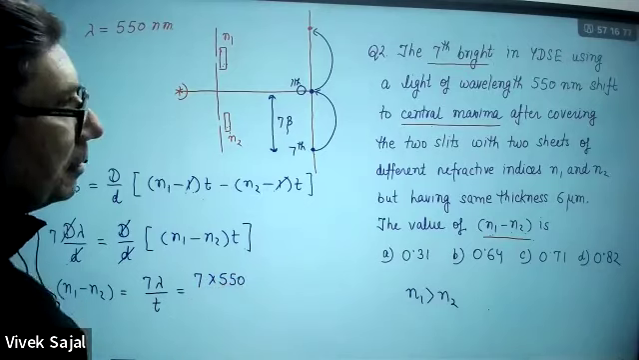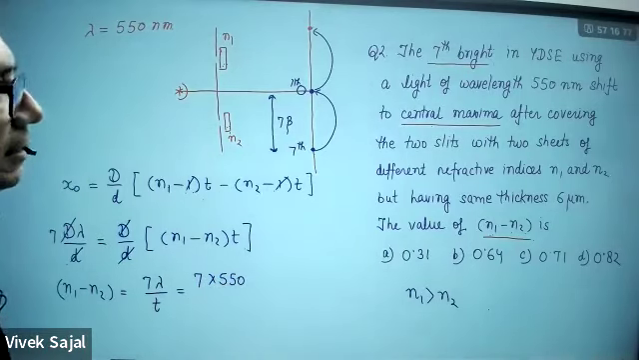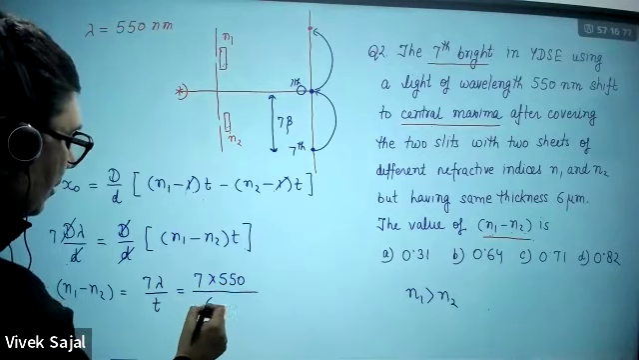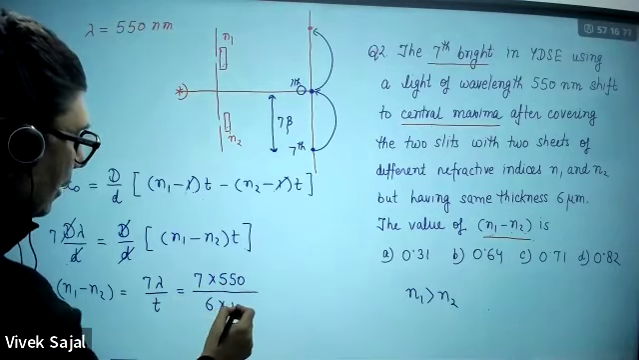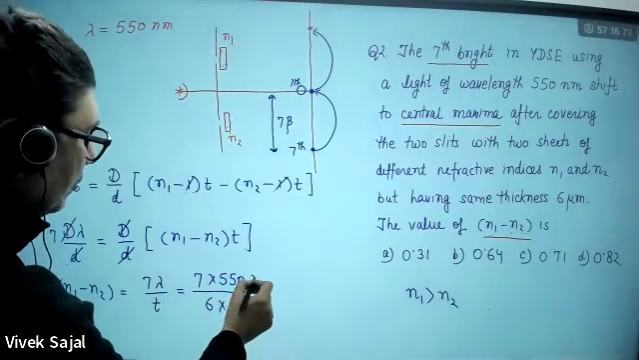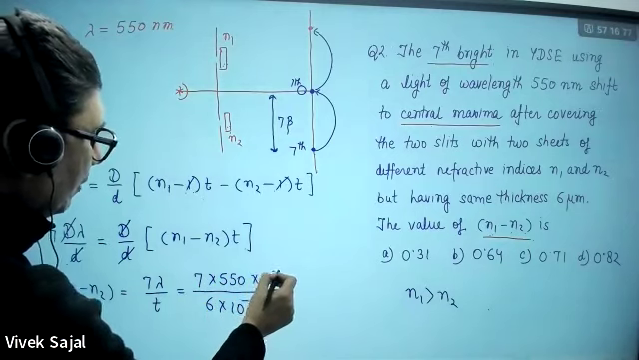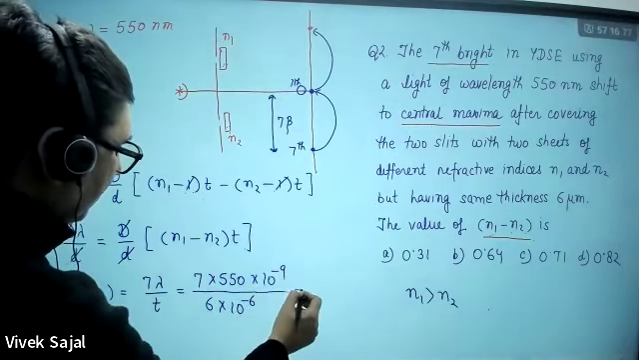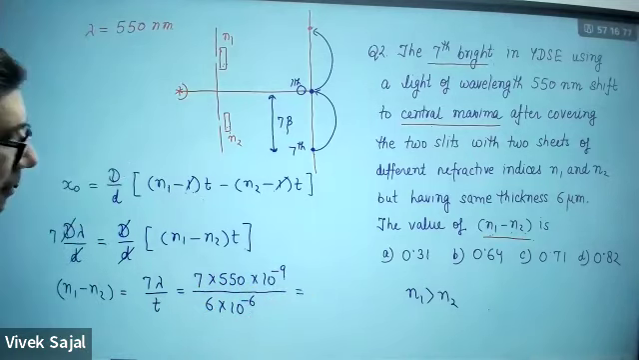550 nanometer. And what is the thickness? Thickness is 6 micrometer. So this is 6 into 10 to the power minus 6. This is micrometer, this is nanometer, so this will be 10 to the power minus 9. Calculate this and find out. Find out beta, how much will this be?